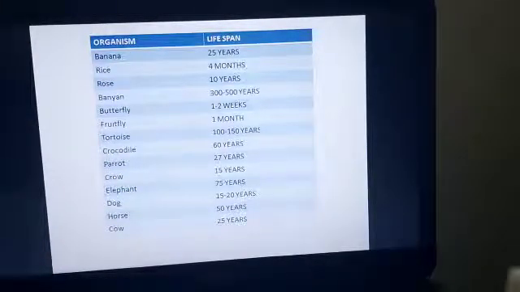So banana 25 years, rice 4 months, rose plant 10 years, banyan tree 300 to 500 years, butterfly 1 to 2 weeks, fruit fly that is Drosophila 1 month, tortoise or turtle 100 to 150 years, crocodile 60 years, parrot 27 years, crow 15 years, elephant 75 years, dog 15 to 20 years, horse approximately 50 years, and cow lives for 25 years. This is a particular list that is given by the council. You have to know the lifespan of all these organisms by heart.